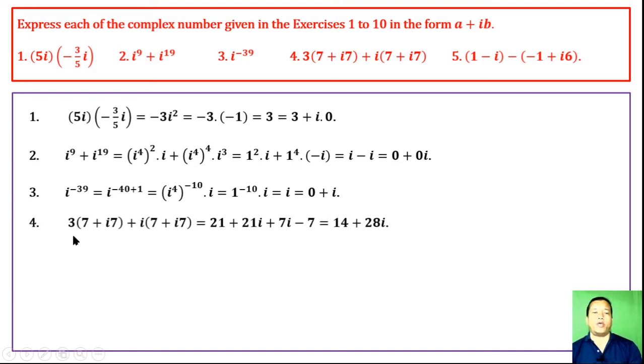For 4, we have to multiply 3 into 7 is 21. 3 into 7 is 21, times of i plus i into 7 is 7i, plus i square is minus 1, minus 7. The sum of 21 minus 7 is 14, plus 21i plus 7i is 28i, which is in the form of a plus ib. For 5, 1 minus i minus 1 minus 1 plus 6i. Open the bracket, we get this, which is in the form of 2 minus 7i.